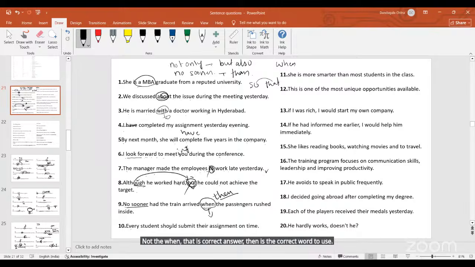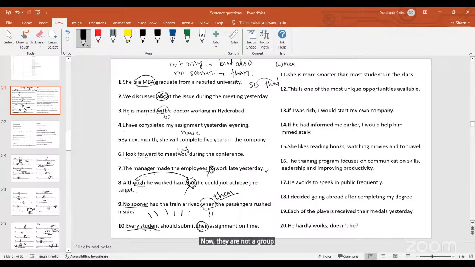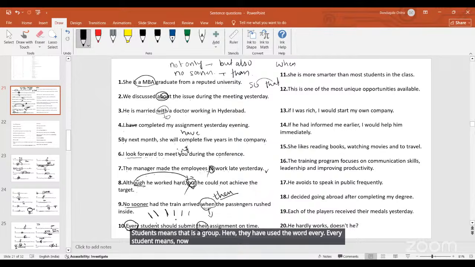Next, every student should submit their assignment on time. Every student should submit his or her assignment on time. Yes, every student should submit their assignment. Every student means here, they are not a group here. Every student means they are referring each and every student here separately. Now they are not a group here. Students means that is a group. Here they have used the word every. Every student means now it is individual.